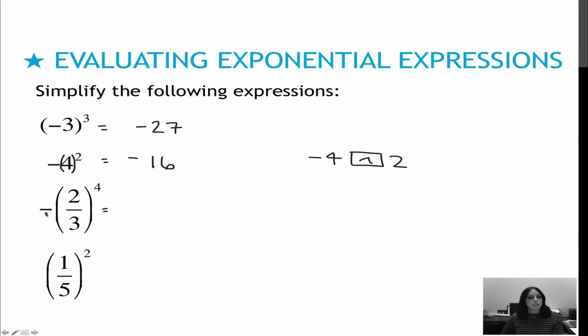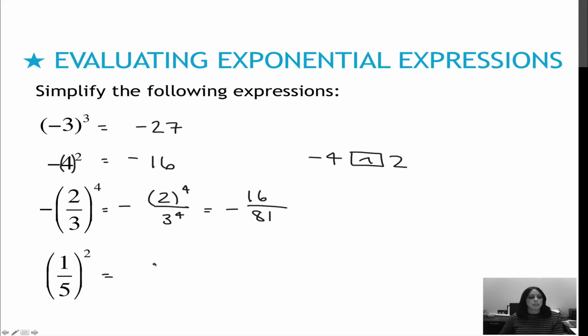For my third question here, I've got -2/3 to the 4th power, but the negative is on the outside, which means I'm going to go ahead and find 2 to the 4th, and I'm going to find 3 to the 4th, and then I'm going to put a negative on my answer. So I'm going to keep my negative. 2 to the 4th is like 2 times 2 times 2 times 2. That's 16. 3 to the 4th is 3 times 3 times 3 times 3, which is 81. So I've got 16 and I've got 81. And notice that one was a negative.